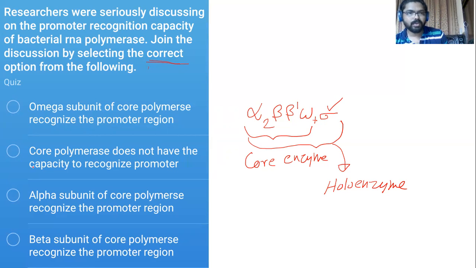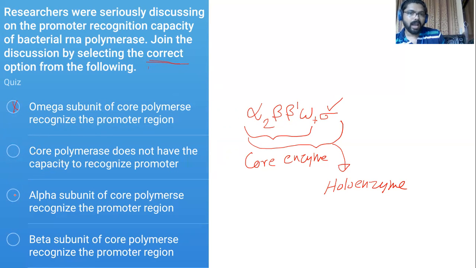So we shall go to the first option. Omega subunit of core polymerase recognizes the promoter region. Of course, it's the wrong option, not the correct option. Core polymerase does not have the capacity to recognize promoter region. We shall keep this aside.